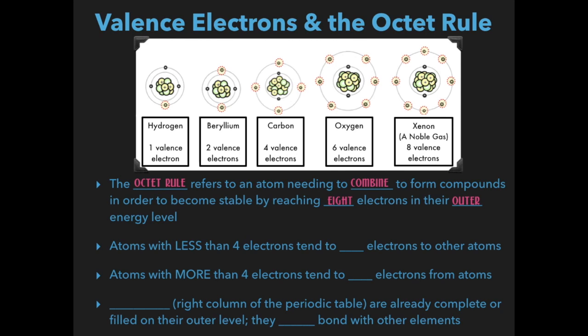Now, atoms with less than 4 electrons tend to give up or lose their electrons, while atoms with 4 or more, such as oxygen and carbon, are generally going to take or gain electrons from other atoms. Now, xenon and neon and those elements that are on the right side of the periodic table, the noble gases, are already complete, so they will not bond. They do not bond with other elements.